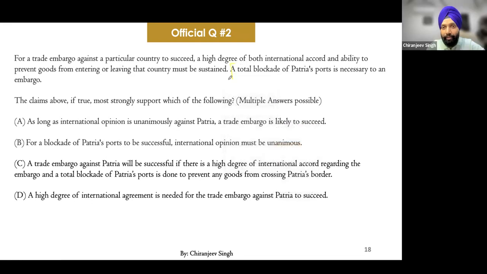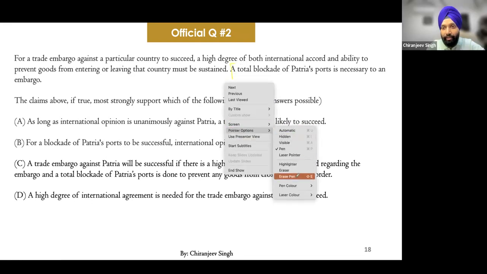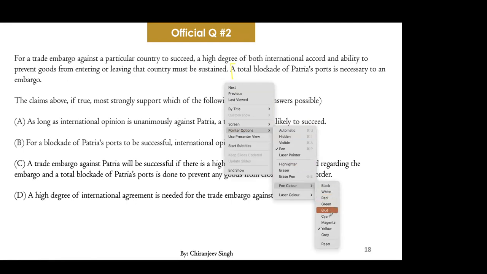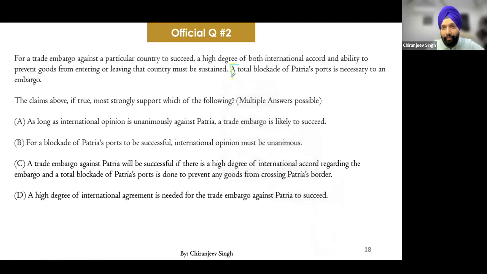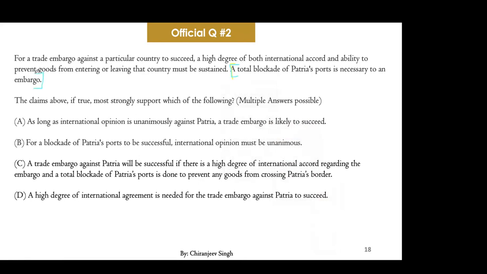Right. So this statement, sorry. So that's a necessary condition. Yes, you are talking about the second statement, that blockade is necessary for embargo.